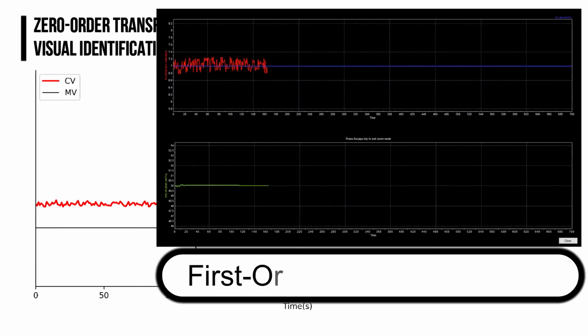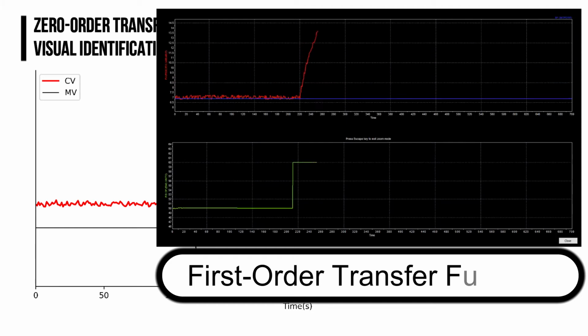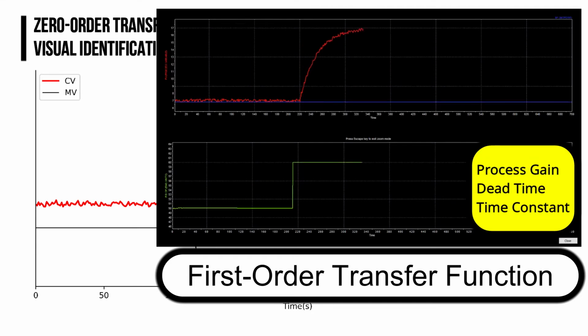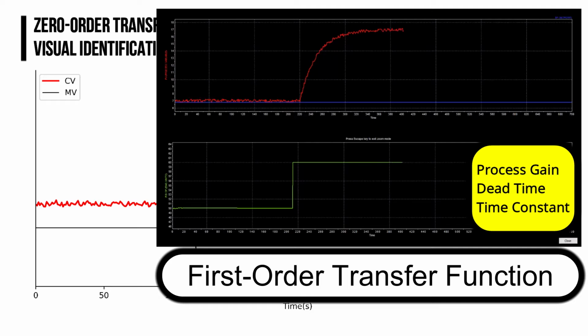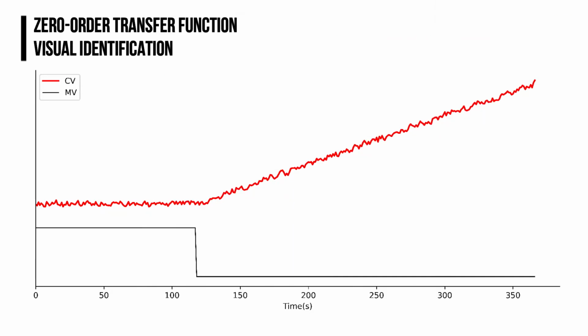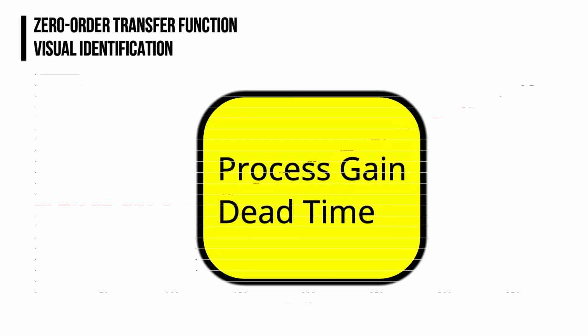In the first-order process, the controlled variable settles to a new value. This is not the case with a zero-order process. It never settles. Therefore, zero-order transfer functions do not have time constants. And for identification of a zero-order transfer function, we need to identify process gain and dead time.